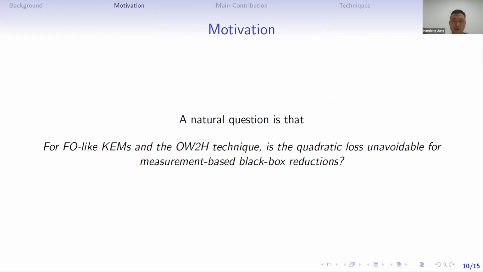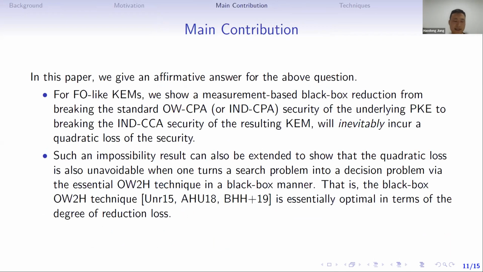A natural question is that for FO-like KEMs and the one-way-to-hiding technique, is the quadratic security loss avoidable for measurement-based black box reduction? In this paper, we give an affirmative answer for the above question. For FO-like KEMs, we show a measurement-based black box reduction from breaking the standard CPA security of the underlying PKE to breaking the CCA security of the resulting KEM will inevitably incur a quadratic security loss. Such an impossibility result can also be extended to the tightness limits of the general black box one-way-to-hiding.